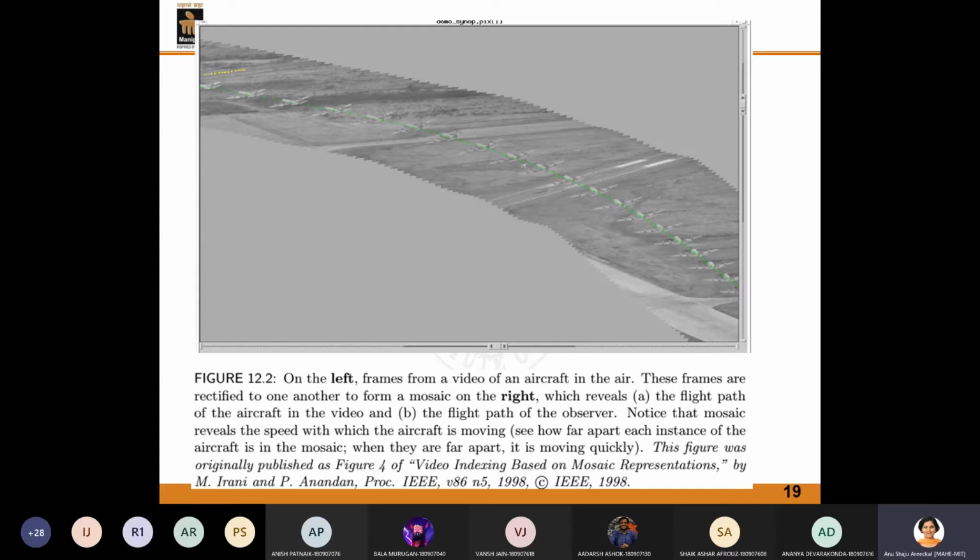But the basic concept is the same, where you take different images together, and then you try to register. That is, you try to find the transformations with respect to this bigger image plane, and then you register them and stick them together to get this image.